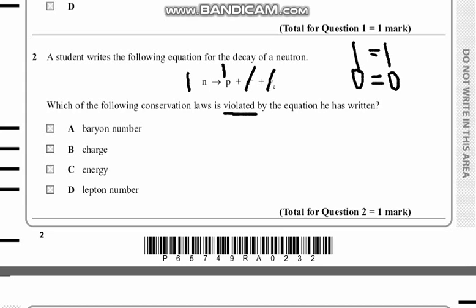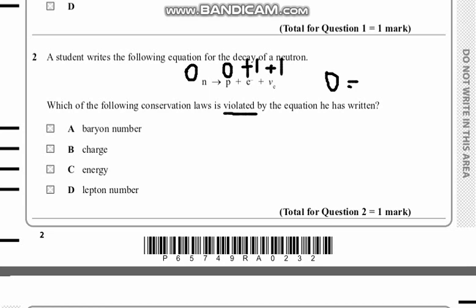Now moving on to the lepton number. The neutron doesn't have a lepton number, neither does the proton, because these are hadrons. Only leptons have a lepton number. You can see the electron has a lepton number of positive 1, and the electron neutrino has a lepton number of positive 1 also. So this means we have 0 on the left hand side and 2 on the right hand side, so that doesn't follow the conservation laws, and that means that D is our final option.